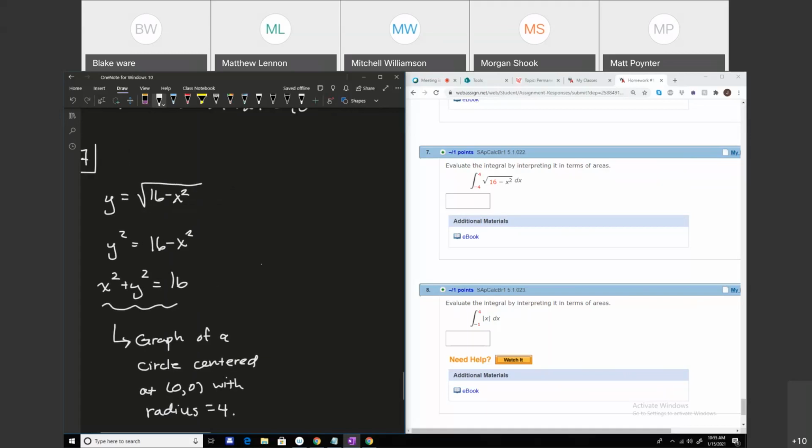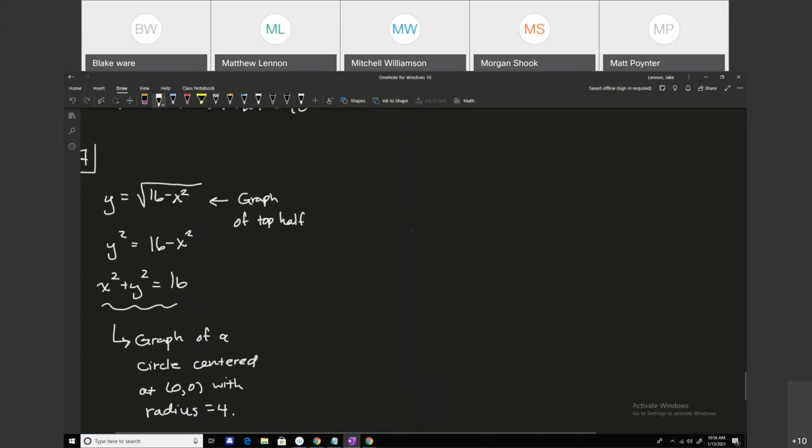Okay, and this would just be the graph of the top half, because it's solved for y, so it's a function. So what do we have? We've got this circle.